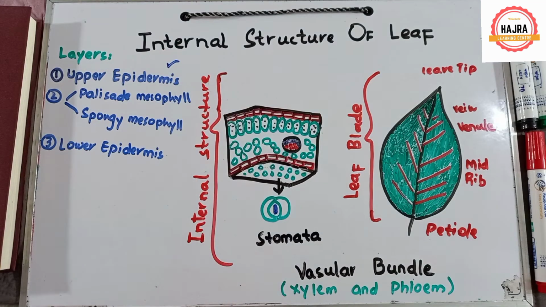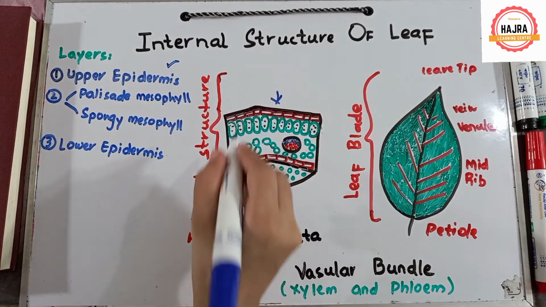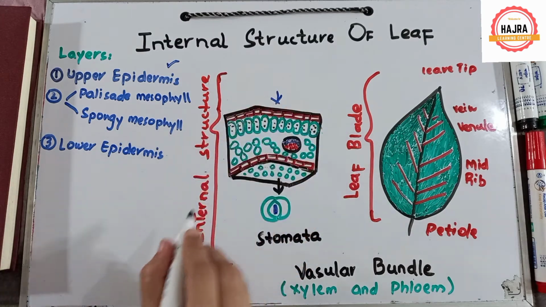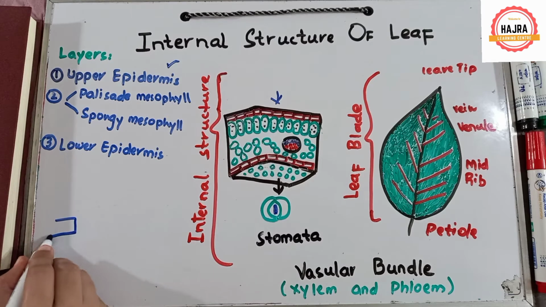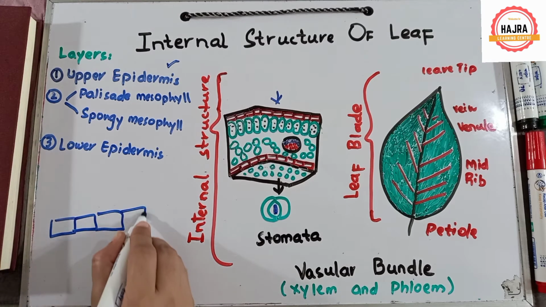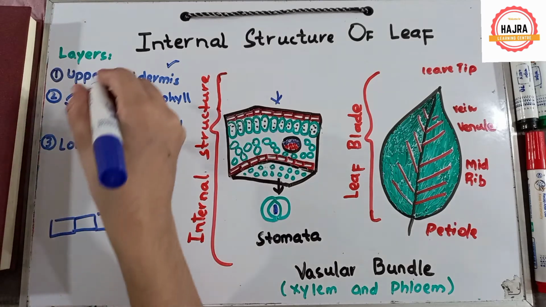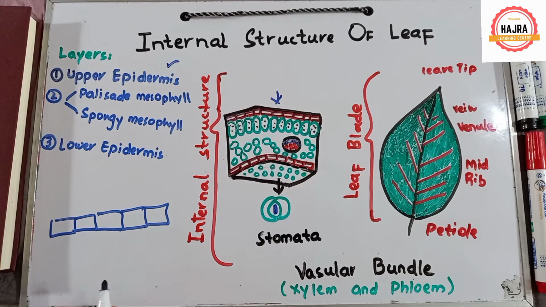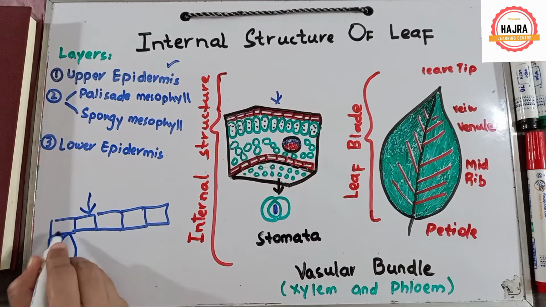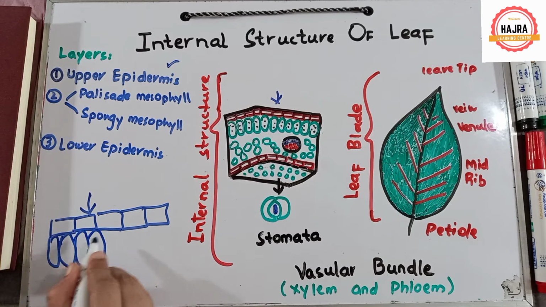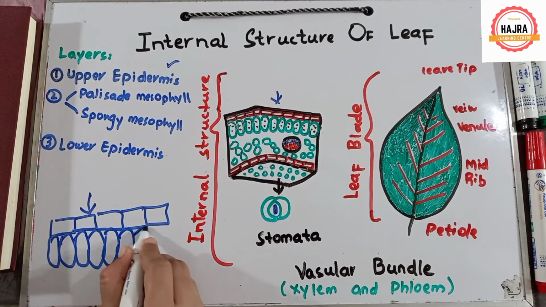Upper epidermis is made up of horizontal cells, and underneath it there are the red color cells I have made. So these red color cells are in this shape, means horizontal cells. These are called upper epidermis. Underneath the upper epidermis there is palisade mesophyll, or palisade cells. Palisade cells are longitudinal. These are horizontal and these are longitudinal, means they are in length. This is palisade mesophyll.